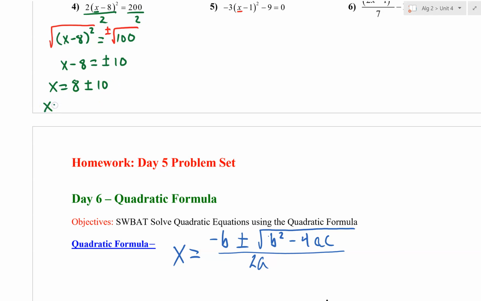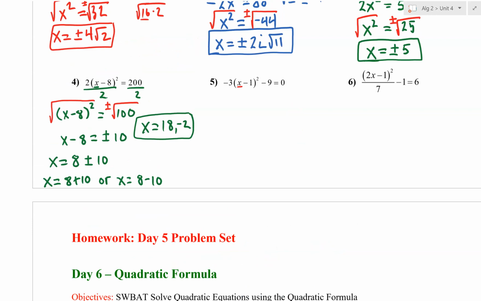It's going to be x is equal to 8 plus 10, or x is equal to 8 minus 10. So it's telling me we have two solutions. The first one, when I add those two, I get 18. And when I subtract 10 from 8, I get negative 2. So it's telling me there are two answers, and those would be the answers.